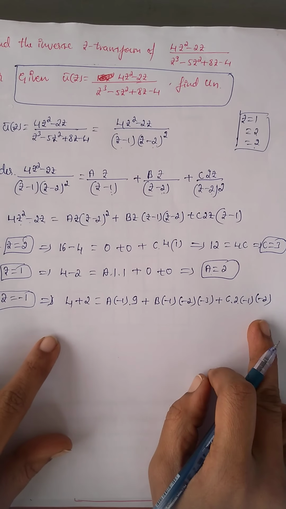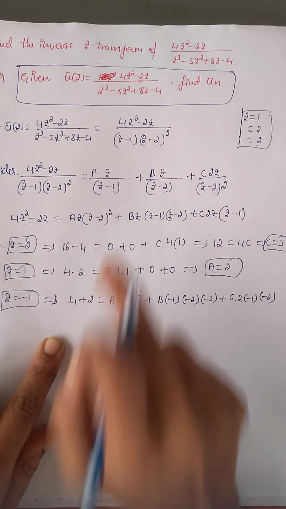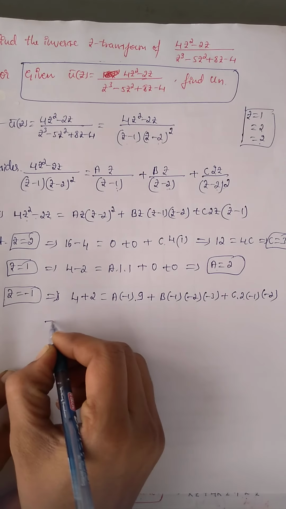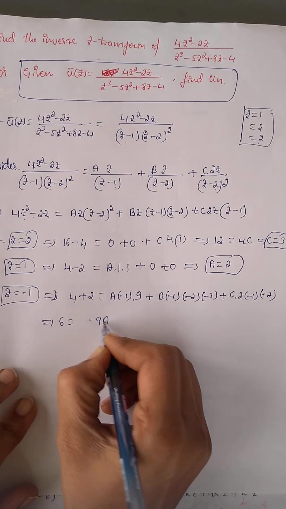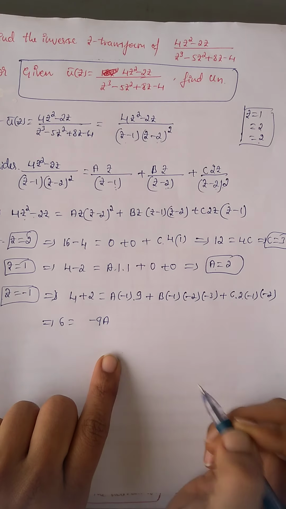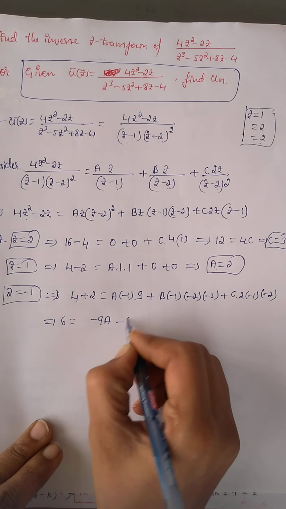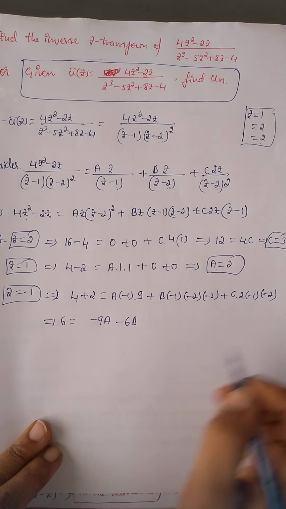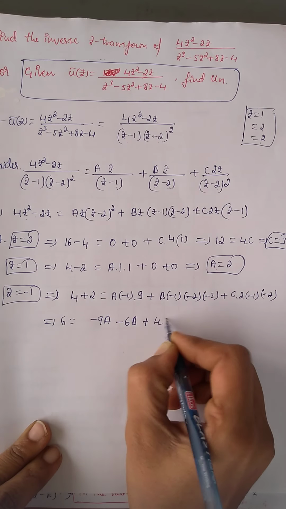We get a linear equation. Solve this linear equation. After substituting the A and C values, we get the third value B. Simplify this: 4 plus 2 is 6, equal to minus 9A, and the second term B is unknown, so minus into minus is plus, and plus into minus is minus, 3 twos are 6B, and the third term, minus into minus is plus, 2 twos are 4C.